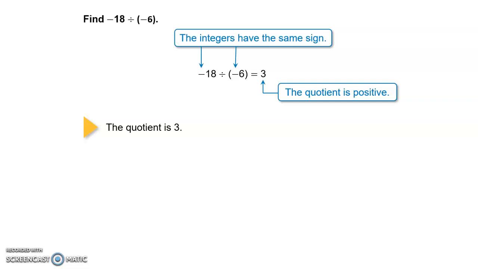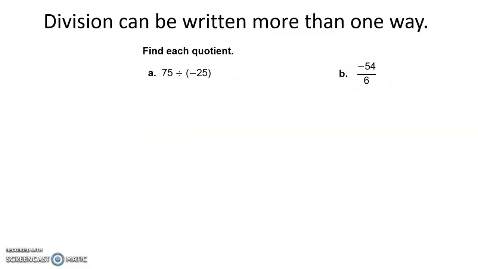All right, turn your page in your notes. So division can be written more than one way. This is how sometimes you'll see it with the little division symbol. The first number is what goes in the house. The second number goes on the outside. The other way to write it as a division is like a fraction. Fractions are really division problems.